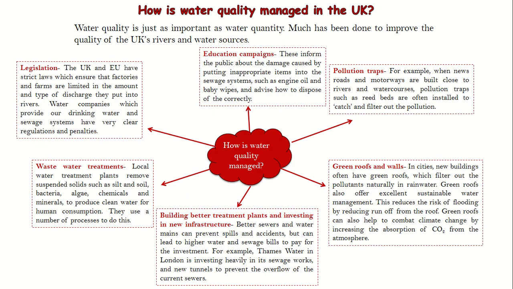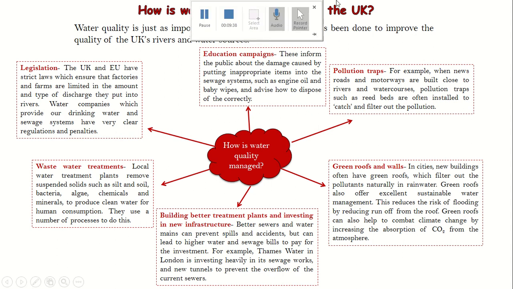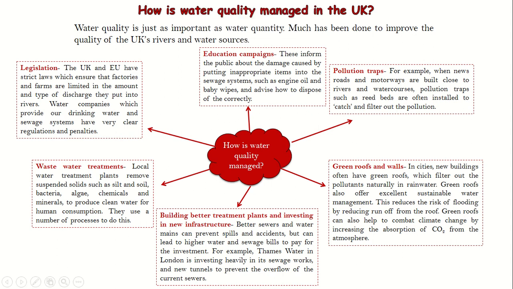So, because of that, there are obviously ways in which water is managed in the UK. On the slide here, there are 6 different ways, and they are as follows. We've got education campaigns, and these inform the public about the damage being caused by putting inappropriate items into the sewage systems like engine oil and baby wipes, and advise of how to do it correctly. We've got things called pollution traps. When new motorways are built, they build them to catch the pollution before it ends up in the water. We've built these things called green roofs and walls, which naturally filter out pollutants in the rainwater.